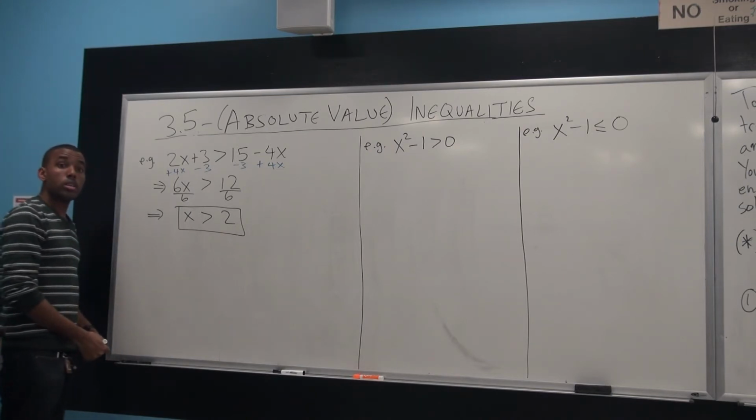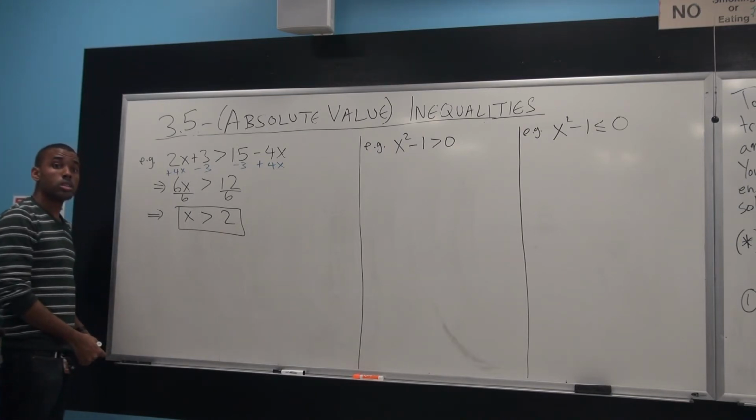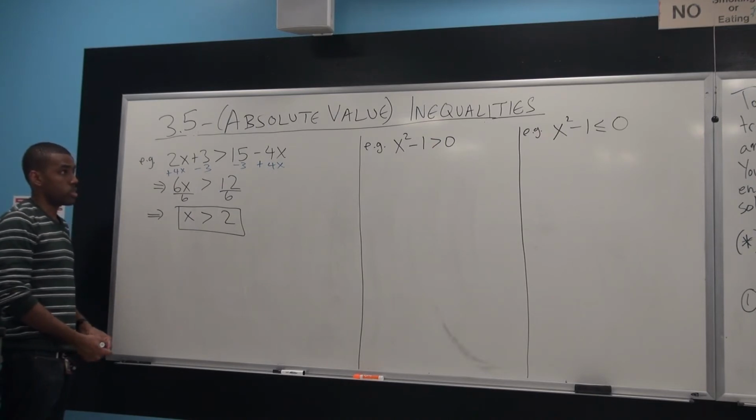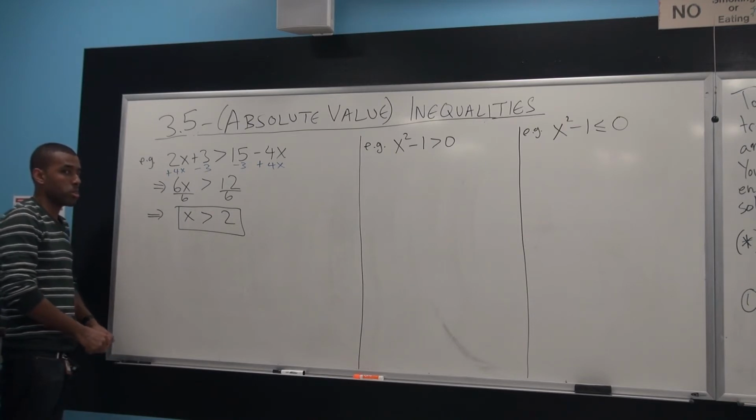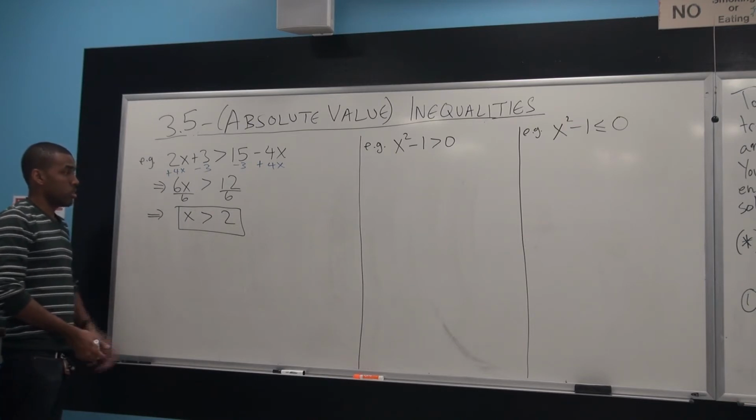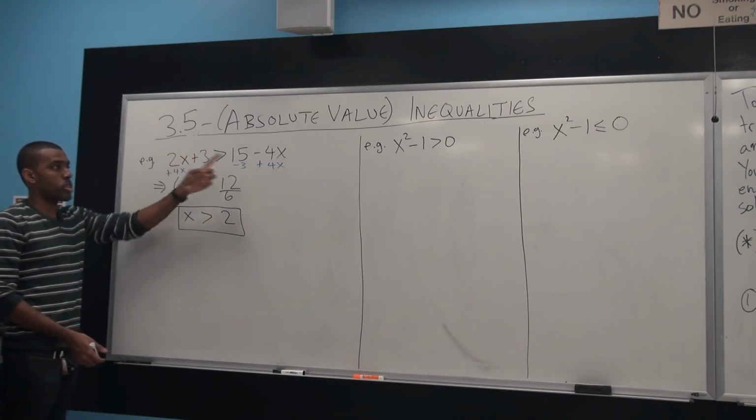Can it be x greater than 2 or x less than 2? No, it has to be greater than 2 for this to work. So we have only one option. In this case, there's only one option, yes. In absolute value cases, there are several. We'll get to that. So if x is greater than 2, then this will be greater than that.